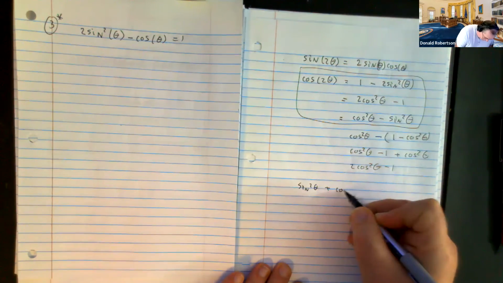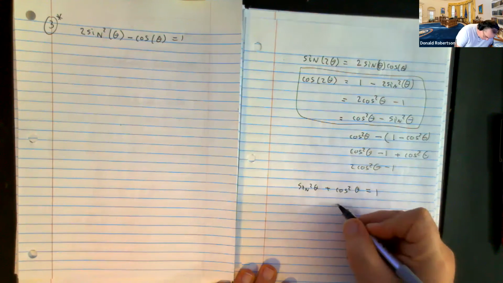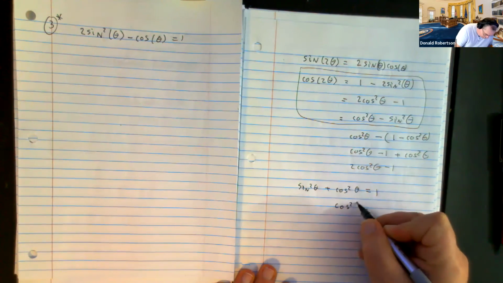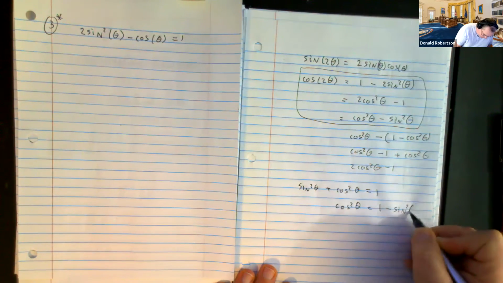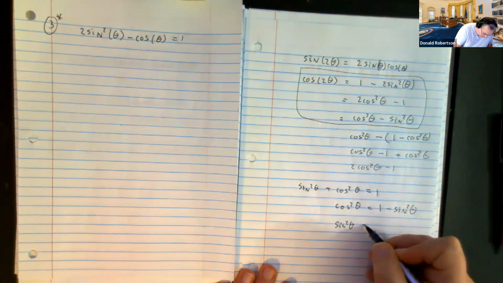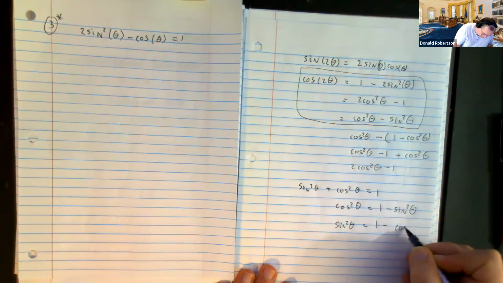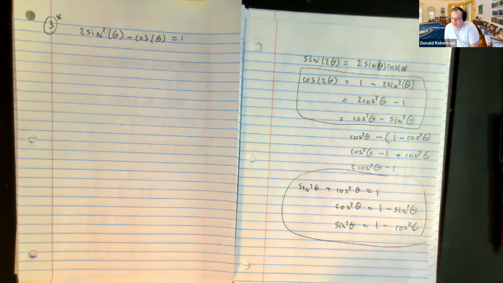That's probably the first identity we ever write down. But it can be rearranged. Cos squared theta can be called 1 minus sine squared theta. And sine squared theta can be called 1 take away cos squared theta. So they kind of all belong together, don't they? They're just different versions of the same information.